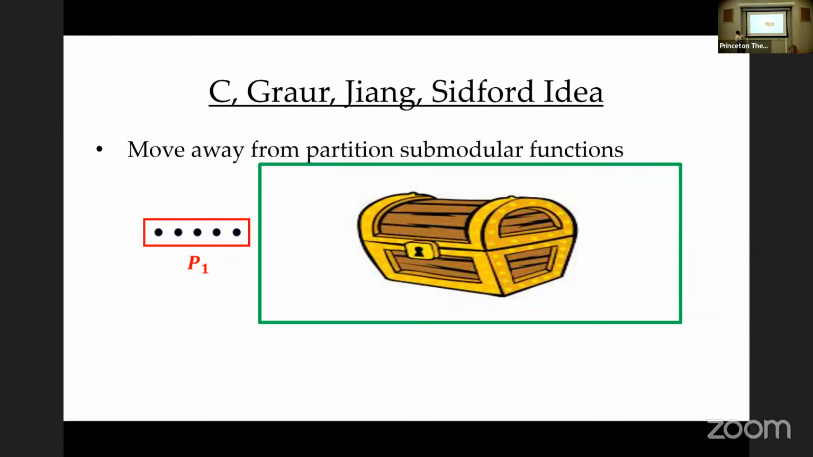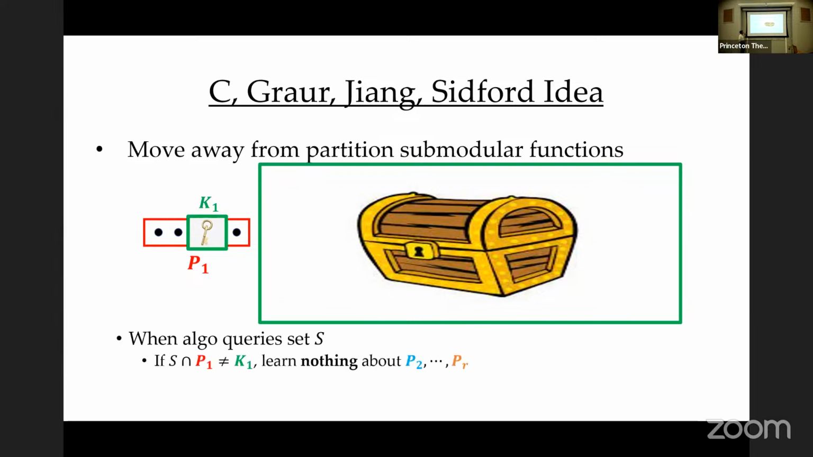So this idea is the following. You basically think of this as a hidden box with a key, and the key is hidden in this set P1. So K or K1 is a subset of P1, a random subset of P1 of roughly half the size. Now when an algorithm queries a subset S of the whole universe, unless S intersect P1 is exactly this key, you learn nothing about P2 to PR. But if you are exactly the key, I'll open this box.